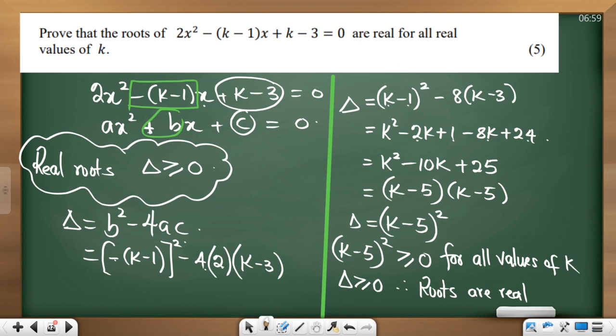Still, there are more complex questions here and there, but the principle remains the same.